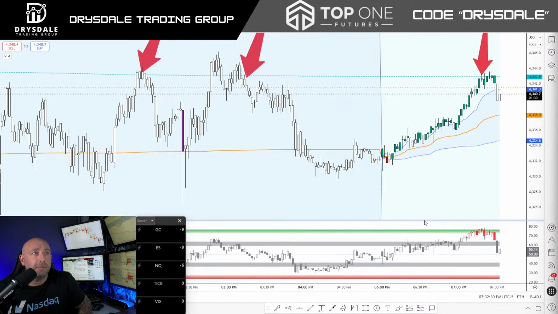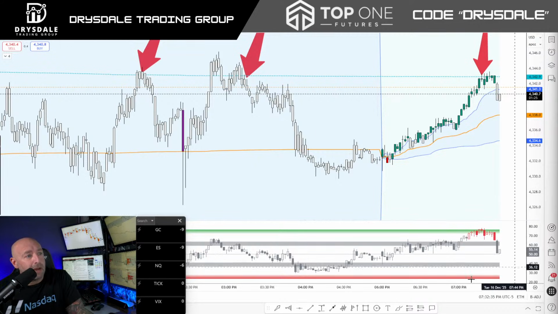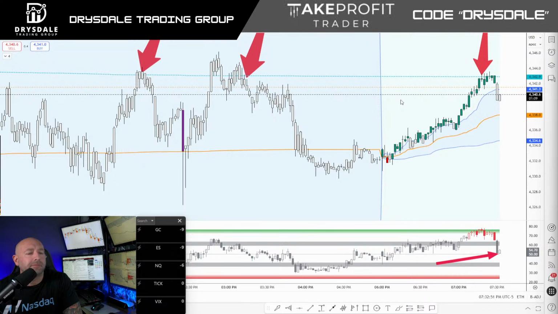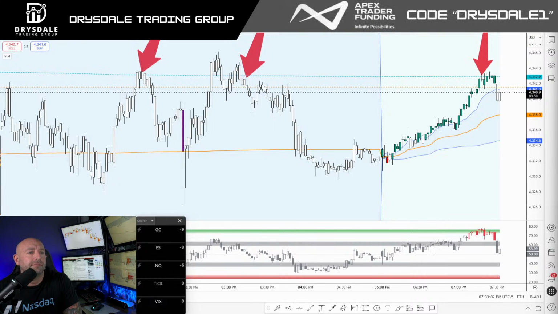Maybe take a cover a little bit here. It bounced right at the point of control. Weekly VWAP is king. Well, I'm going to put my stop back at break even here. Peel off a contract or two. Can't lose on the trade.